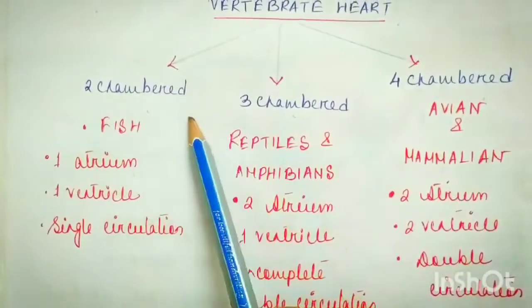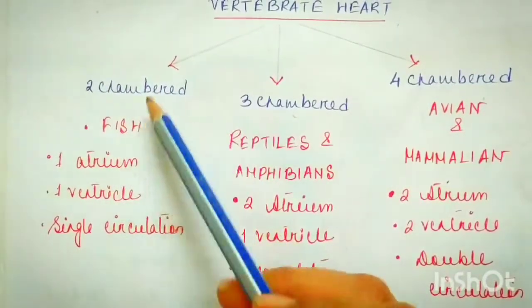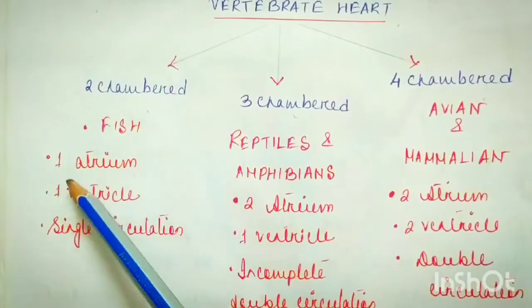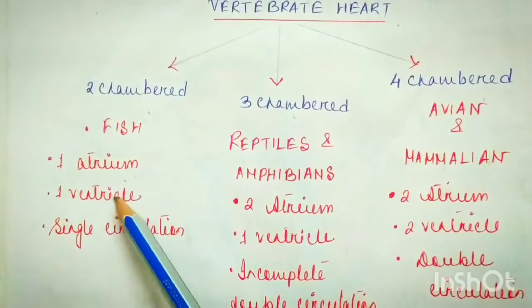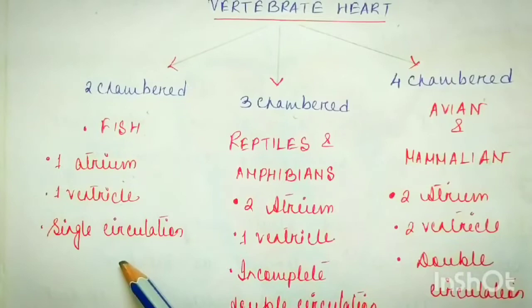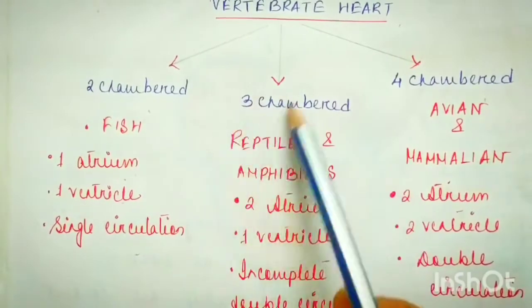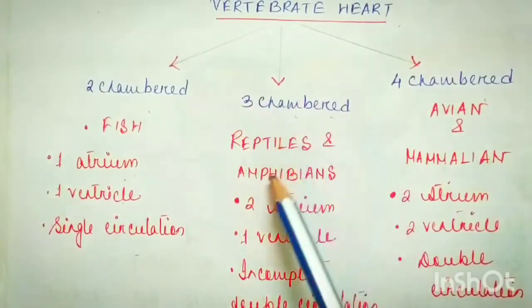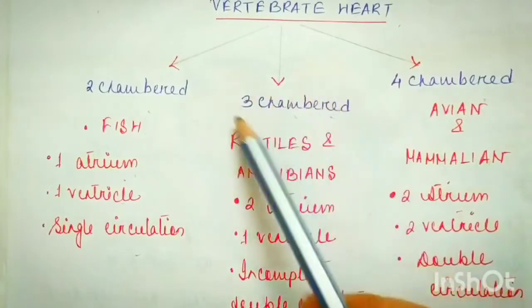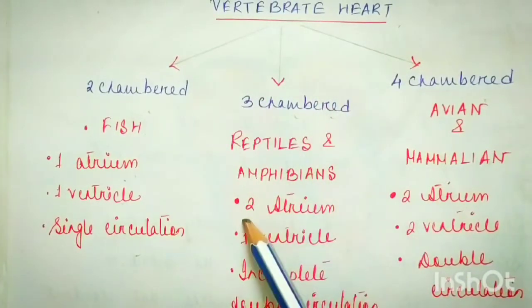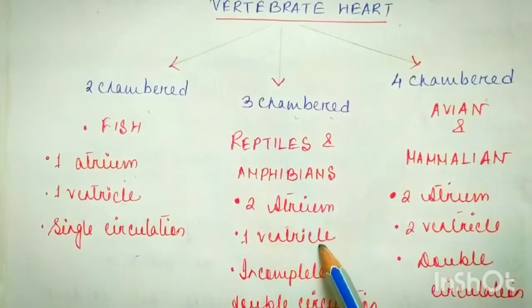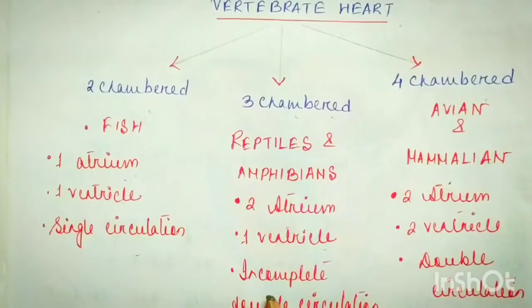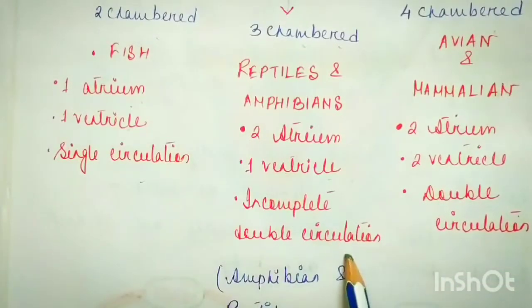So first come to the two-chambered heart. Among fish, the heart is two-chambered. They have one atrium and one ventricle, and their circulation is called single circulation. Then the three-chambered heart. In reptiles and amphibians, a three-chambered heart is found, and they have two atria and one ventricle, and their circulation is known as incomplete double circulation.